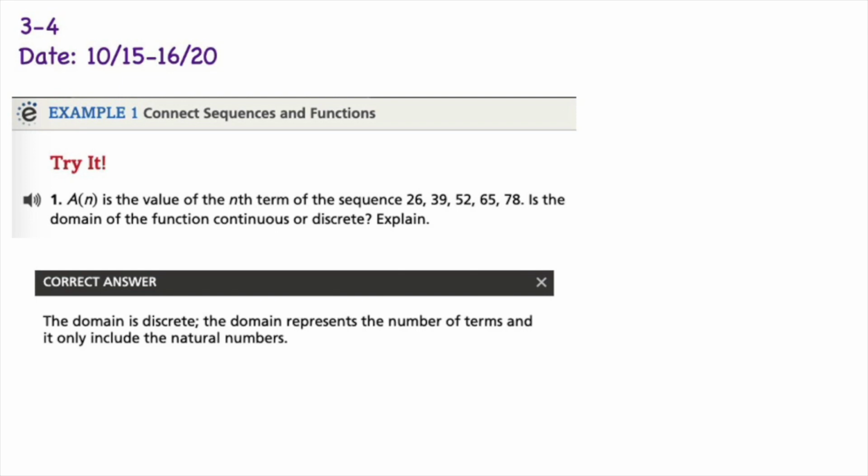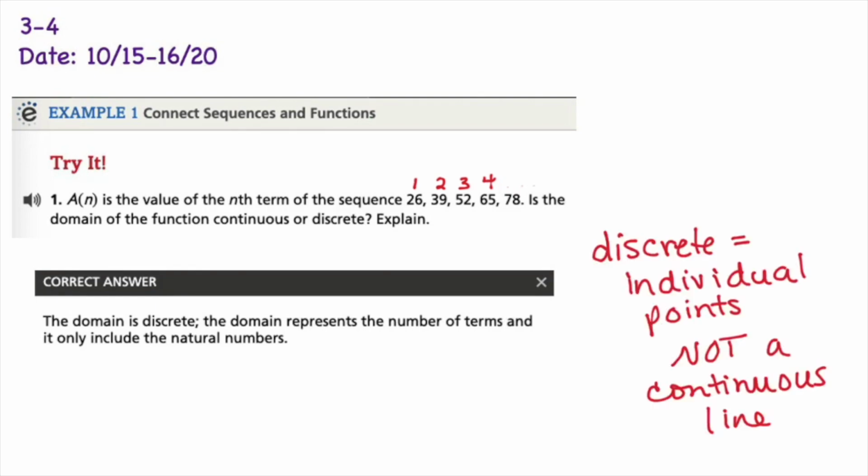So these numbers that are above, if you were to list them out, this is number 1, this is the second number, this is the third number, the fourth number, and so on. So we do not have decimals for the numbers in the sequence. So discrete means individual points, not a continuous line. And so this is a domain that is discrete because the domain represents the number of terms and it only includes natural numbers.